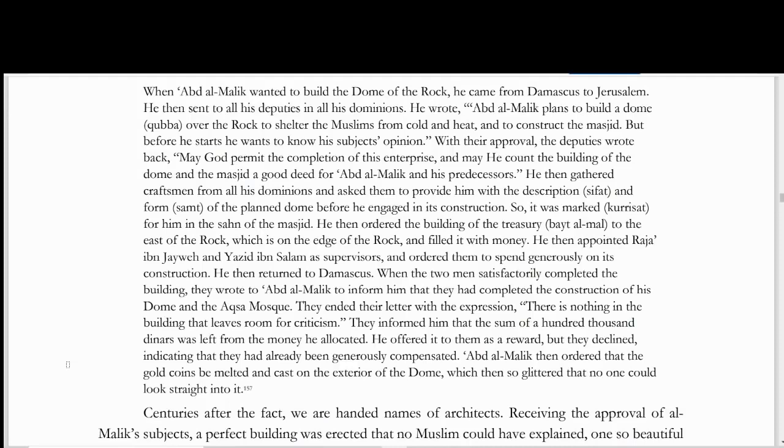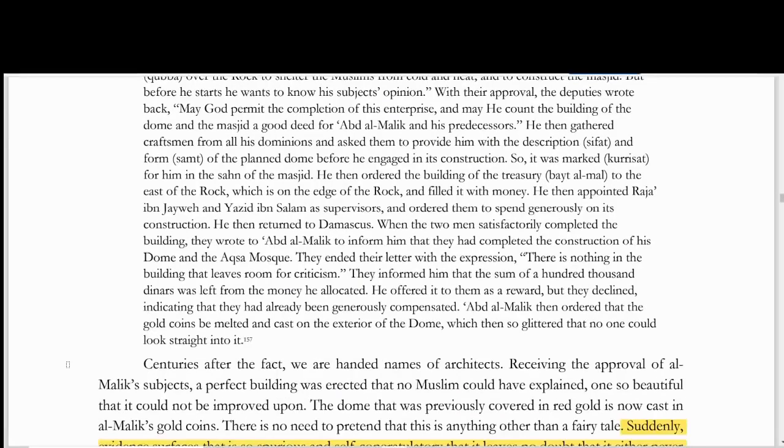They informed him that the sum of 100,000 dinars was left from the money he allocated. He offered it to them as a reward, but they declined, indicating that they had already been generously compensated. Abd al Malik then ordered that the gold coins be melted and cast on the exterior of the dome, which then so glittered that no one could look straight into it.